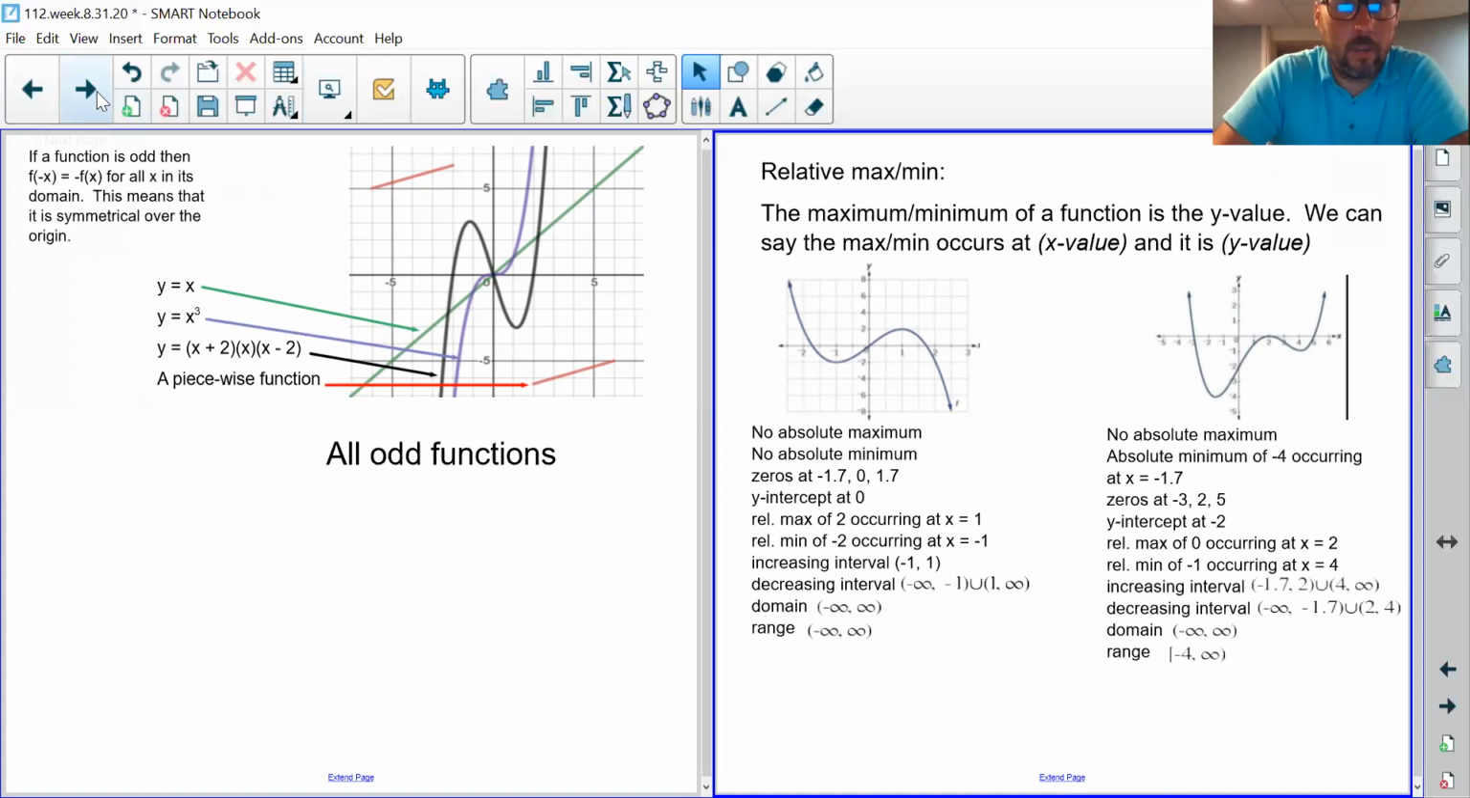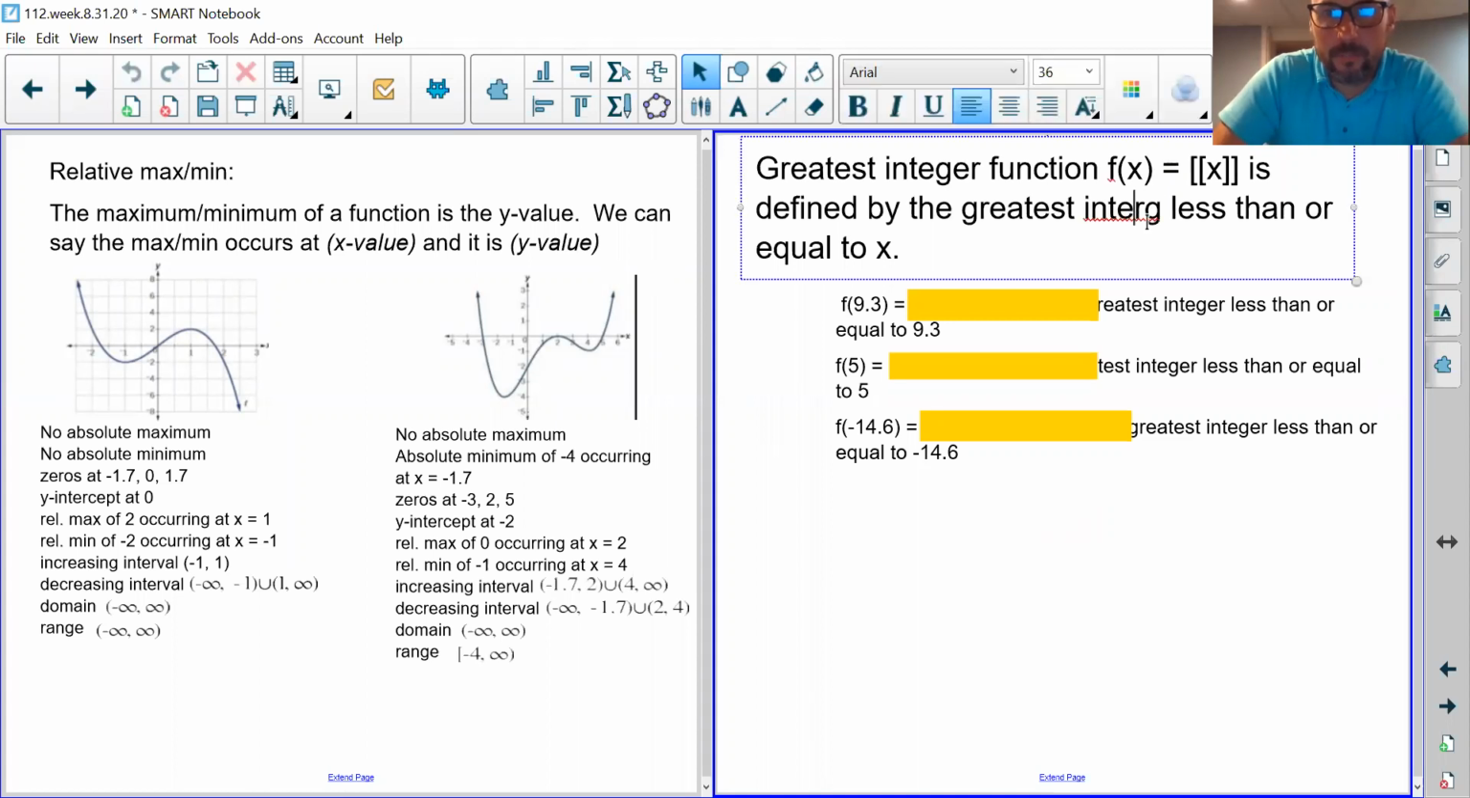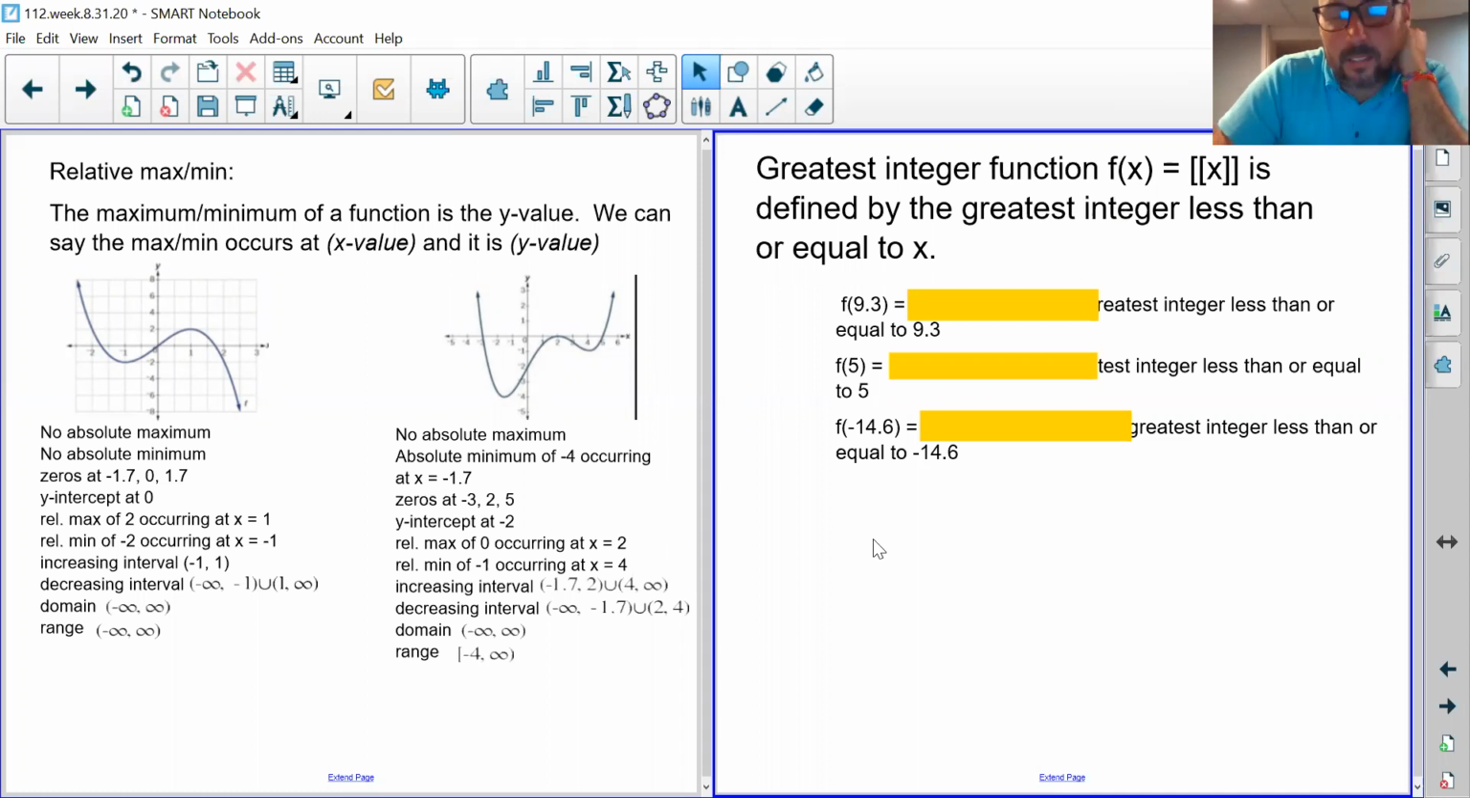One more quick idea, and then we're done. Something called the greatest integer function. You may not have seen this before. The greatest integer function is a function, and it's also called the step function, or some people call it the floor function. It's the weird looking one that looks like a stairway. And its definition trips people up sometimes. It's defined by the greatest integer less than or equal to x. Seems simple, but when you put it into practice, it might be a little slippery.